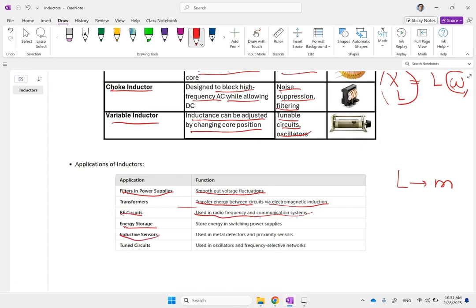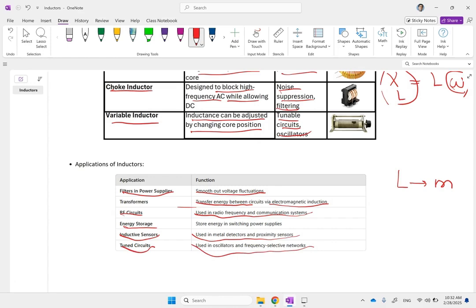You use them in radio frequency communication devices, in RF circuits. You can use them in inductive sensors and proximity sensors. There are some sensors whose L, as I said, can change. We'll talk about the proximity sensors and so on. There are capacitive ones, inductive ones, where the capacitance or inductance changes when the object gets closer or further away, and that causes a change in voltage that can be measured and give you an estimate of the distance or whether the object is close or not. They are also used in tuned circuits like oscillators and frequency selective networks.